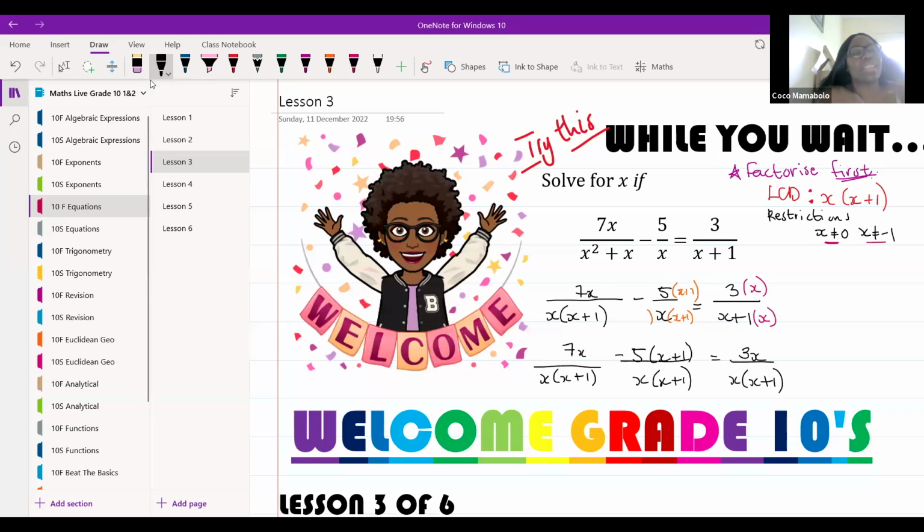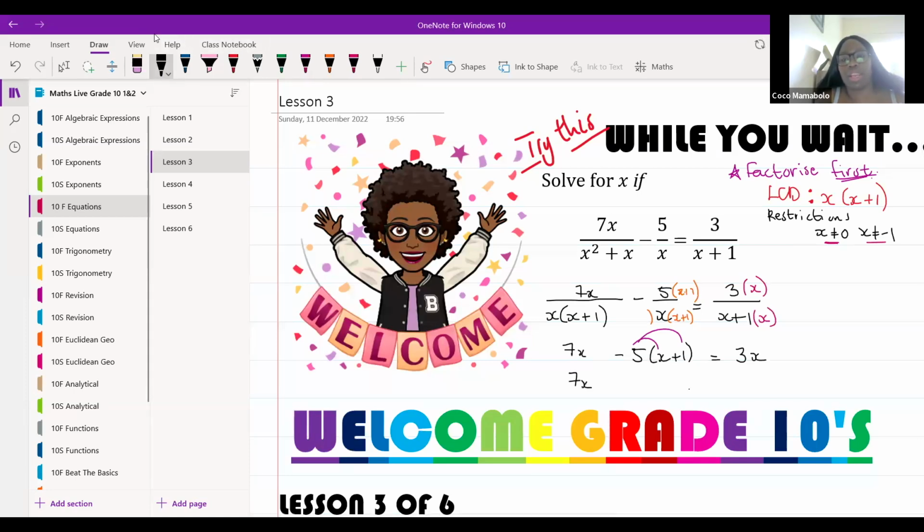Now, remember the nice thing about algebraic fractions is that when we're solving for x and we've got the same denominator everywhere, we can just drop the denominator. We don't really need the denominator, because if the bottom is equal, that means the top will be equal. So this part goes away, and I've now got 7x minus 5 multiplied by x plus 1 is equal to 3x. And then we can just distribute to find the answer we're looking for.